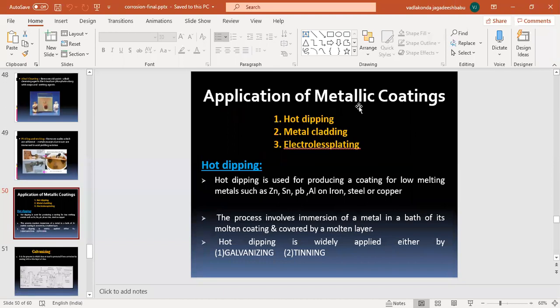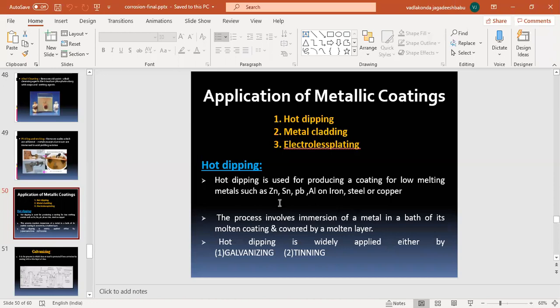So here we have so many different types of applications for applying the metallic coatings on the base metal. These are the metals which are used for applying the coating of one metal on the other metal. Metallic coating means the application of one metal on the other metal. So for that application we have three different methods: hot dipping method, metal cladding method, and electroless plating method. So coming to the first one, and this is also most important, hot dipping.